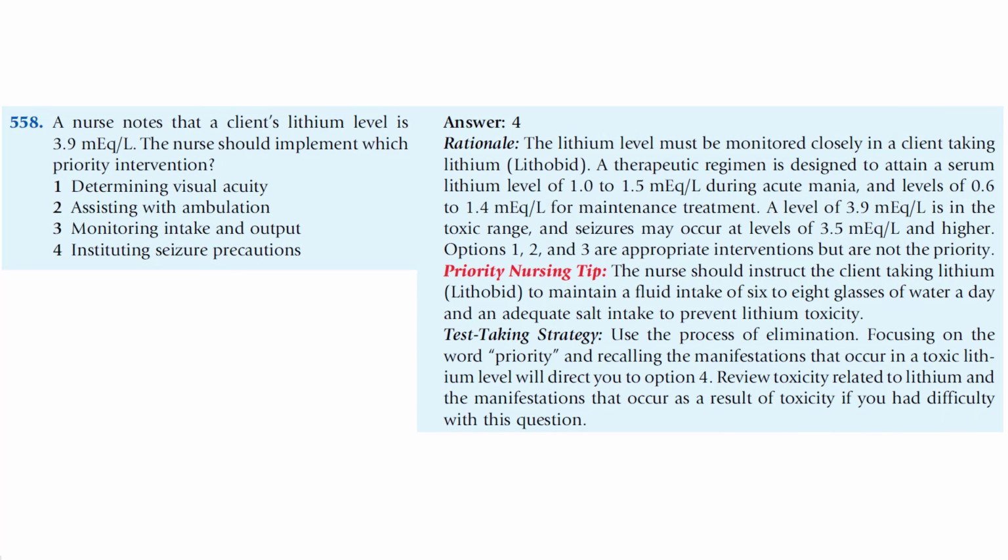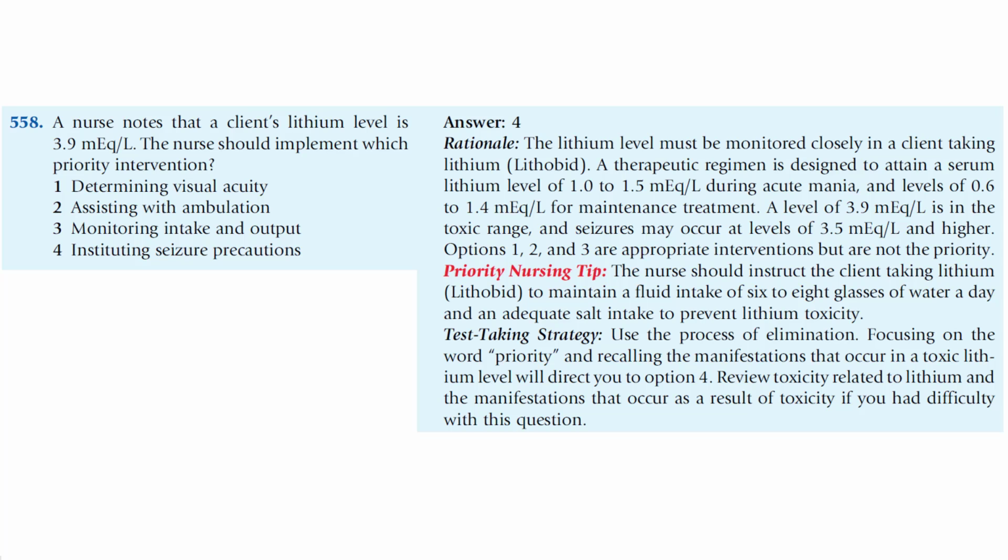558. A nurse notes that a client's lithium level is 3.9 mg per liter. The nurse should implement which priority intervention? 1. Determining visual acuity. 2. Assisting with ambulation. 3. Monitoring intake and output. 4. Instituting seizure precautions. Answer: 4.